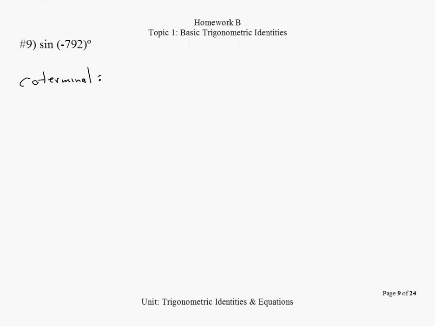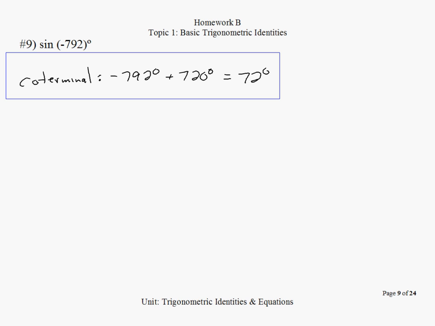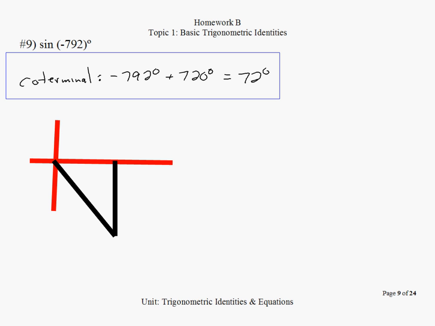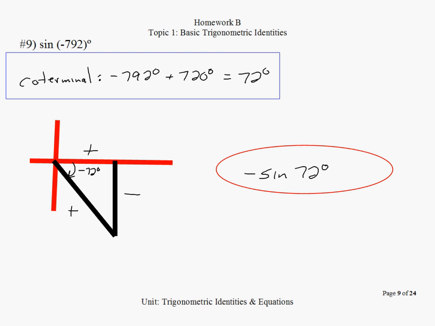Number 9, if you find a coterminal angle, you don't have to, but if you choose to, I'm going to add 720 degrees to this. That's 2 revolutions. Gives me negative 72 degrees. That's in quadrant 4. In quadrant 4, x is positive, y is negative, and r is positive. Therefore, our answer is sine of 72 degrees, because 72 is a reference angle, but it's a negative sign, because in quadrant 4, sine is negative.